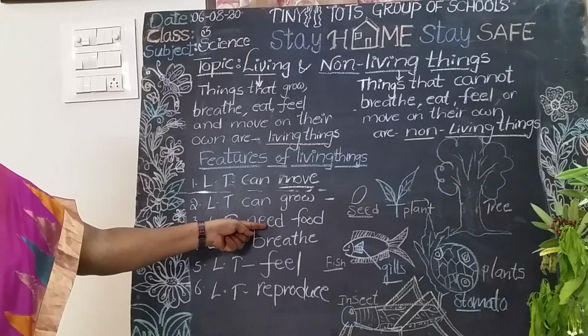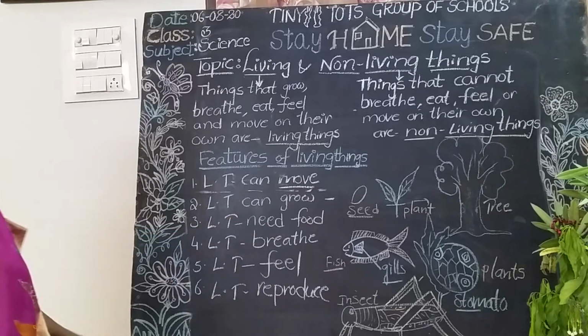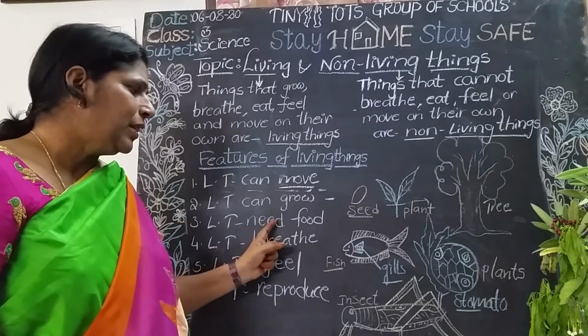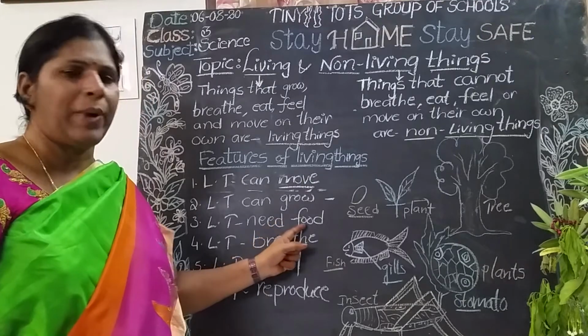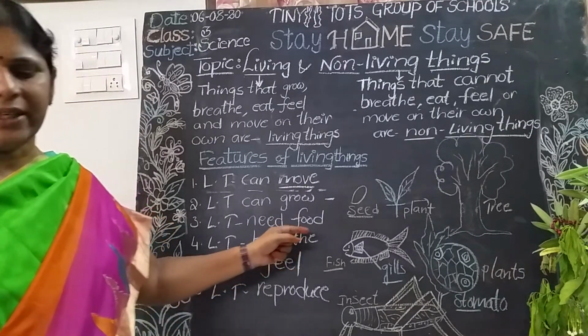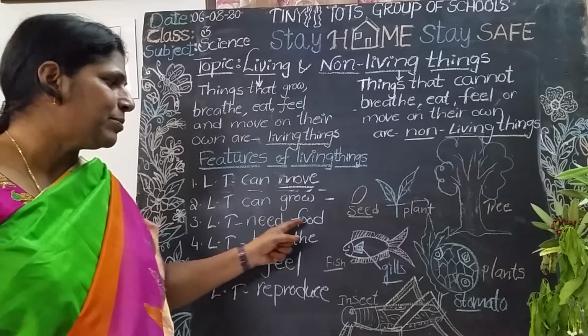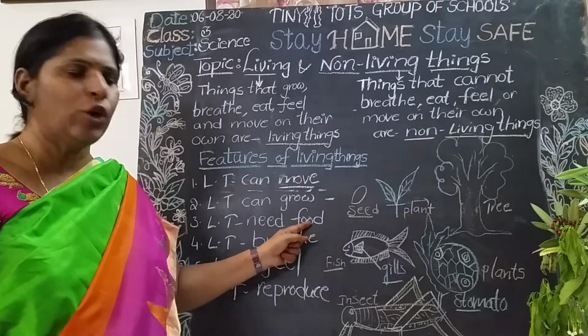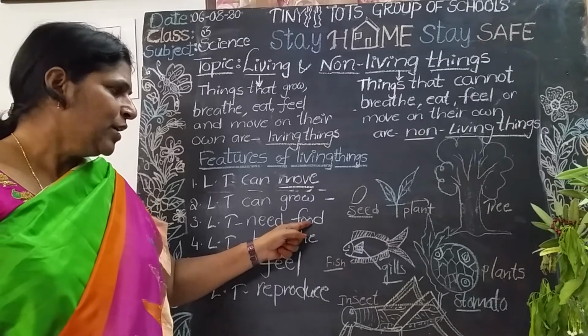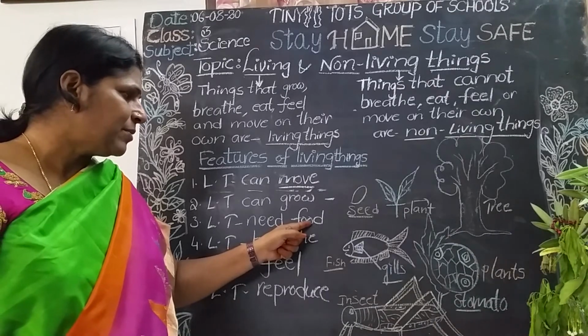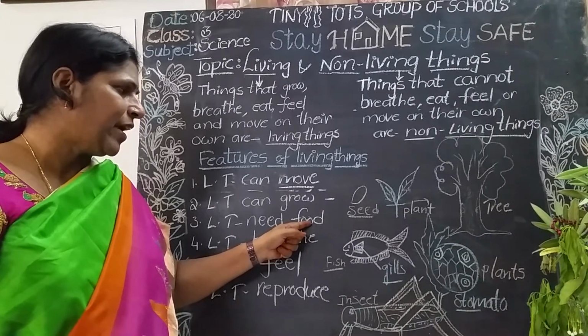Can we live without food? No. How do animals get their food? All animals get their food from plants and other animals. Is it clear, children? So what helps us to grow? Food helps us to grow. So all living organisms need food to survive and grow.